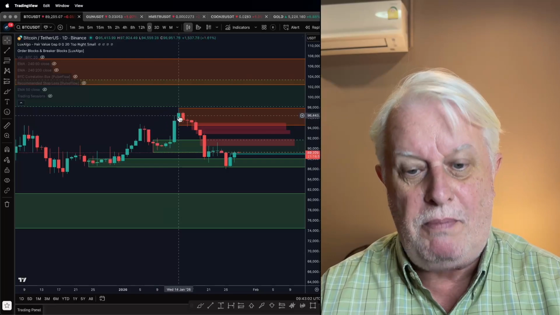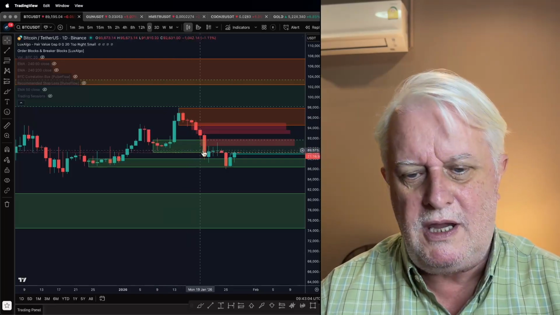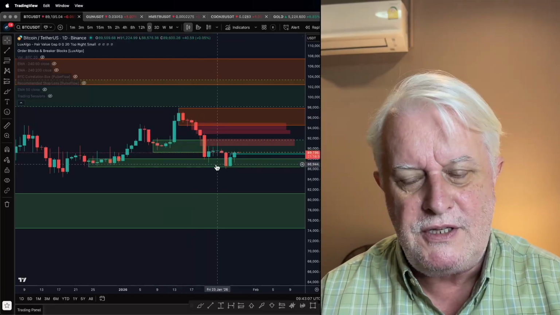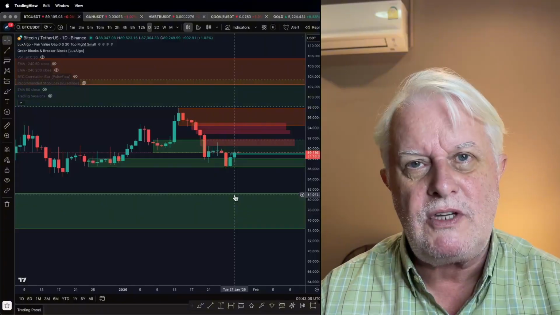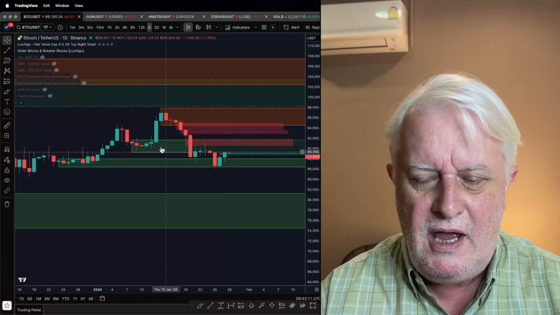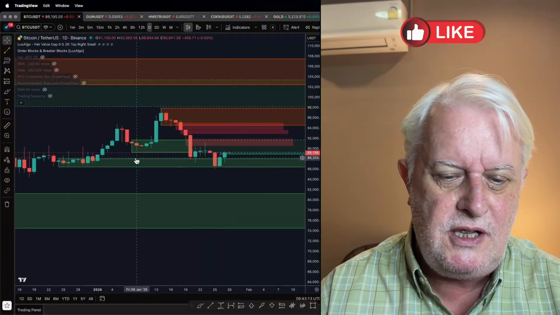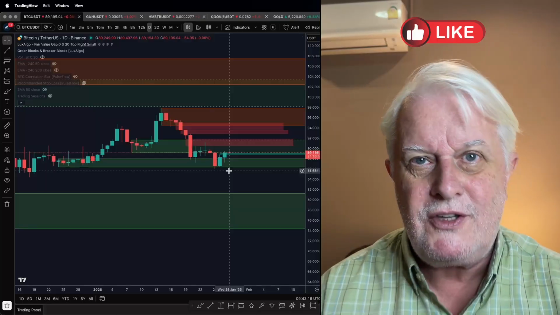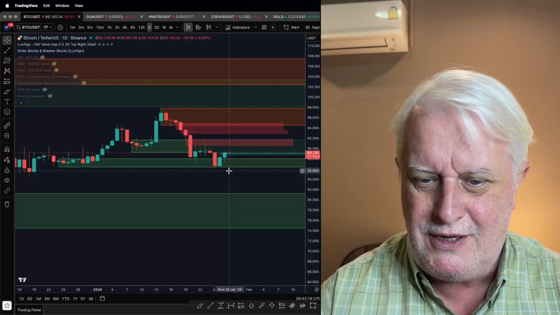Okay. We talked about dropping through this one. This one's mitigated. We talked about the fact that this needs to hold, or we're going to drop back down to 81, 80,000. And as you can see, for the last 2 days, this order block is doing its job. So let's hope it keeps doing its job.